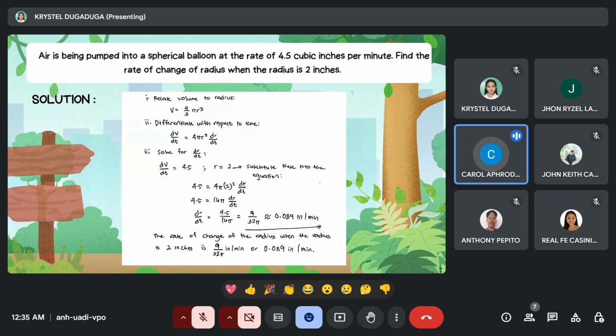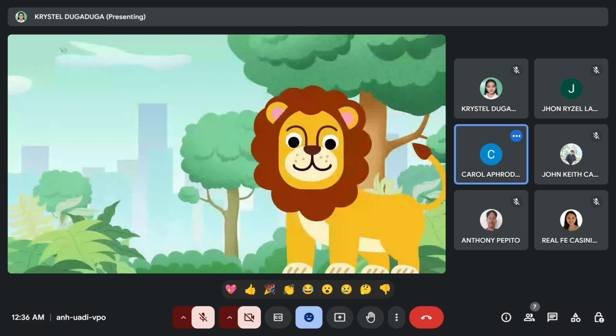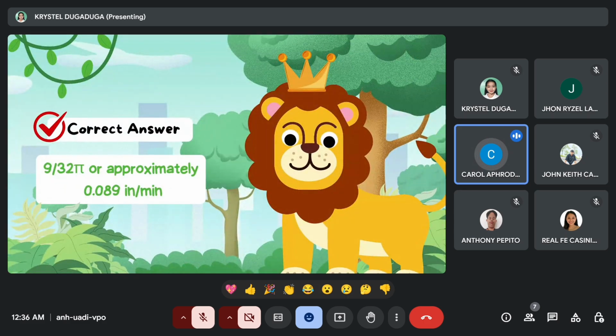So the rate of change of the radius when the radius is 2 inches is 9 over 32 pi inches per minute, or 0.089 inches per minute. So that's correct.